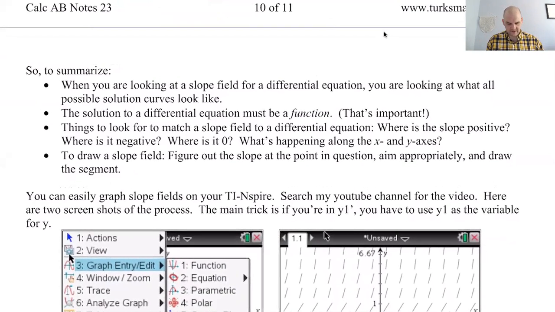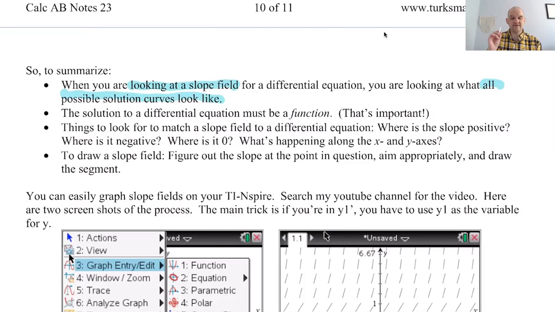So when you are looking at a slope field, you are looking at all the possible solution curves. You are not looking at a graph of the differential equation. You're looking at the possible solutions to the differential equation. The solution to a differential equation, this hasn't come up too much except when we were graphing the particular solutions on page 10 for the hyperbola in particular.